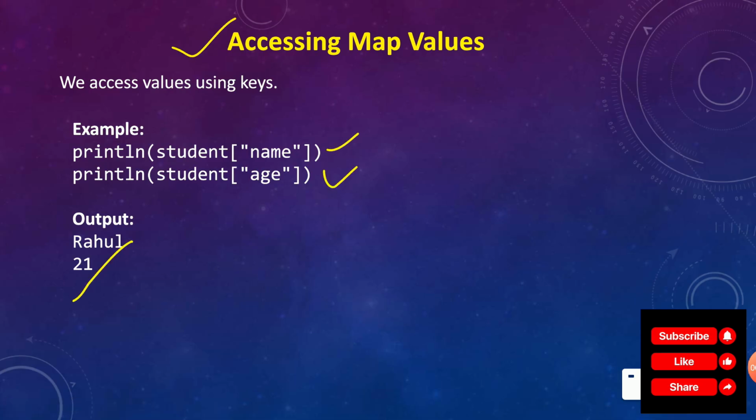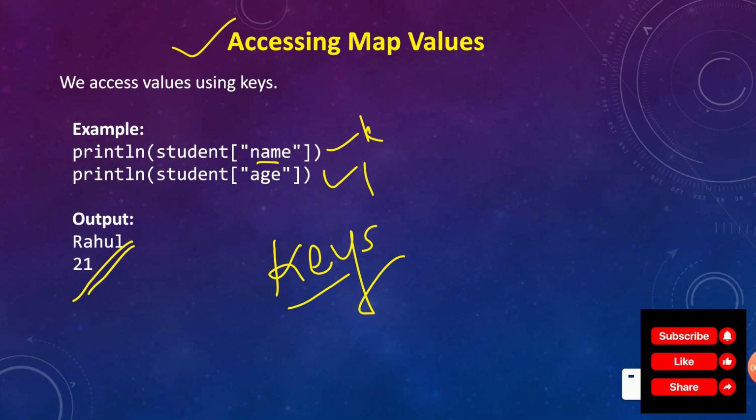How can we access the map values? We can access the map values by using the keys, keep in mind. For example, you can see here student name. Name is a key, and whatever value is stored against that key will be returned. Similarly student age returns the age value stored against that key. You can see in the output window Rahul and 21 will be printed.